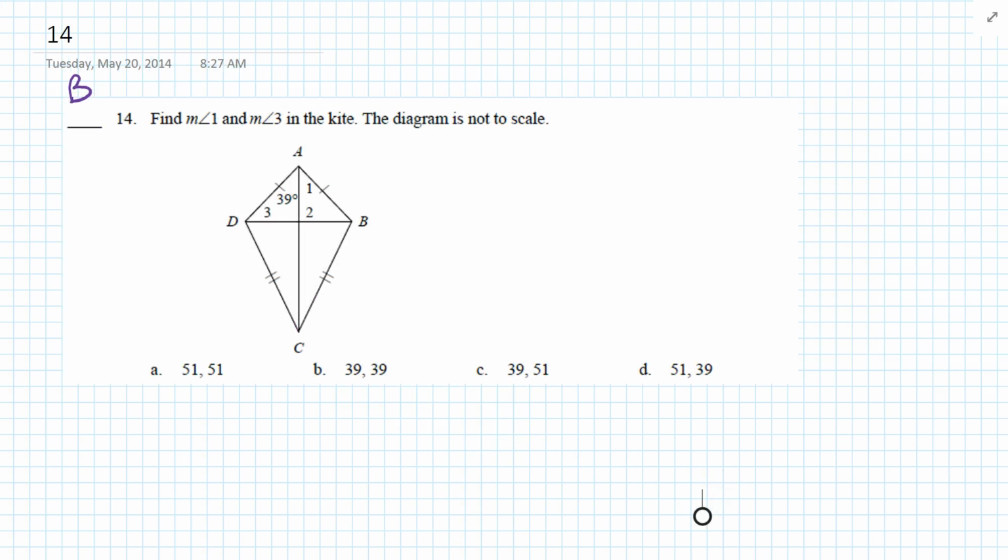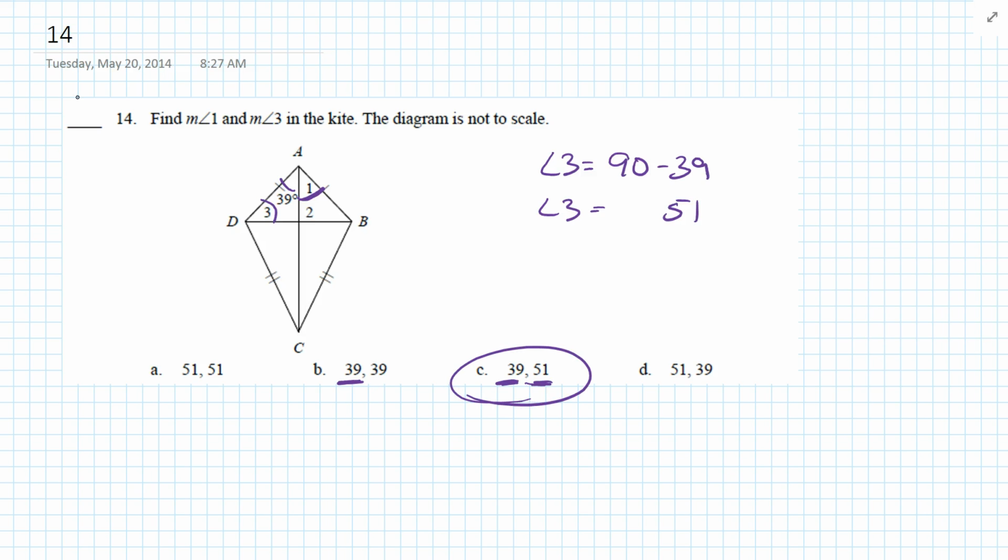14. Find the measure of angle 1 and 3 in the kite. Well, angle 1 and angle 3 must be the same, so angle 1 is going to be 39. Angle 3 and 39 have to be complementary. So angle 3 must equal 90 minus 39, which should be 51. Answer C.